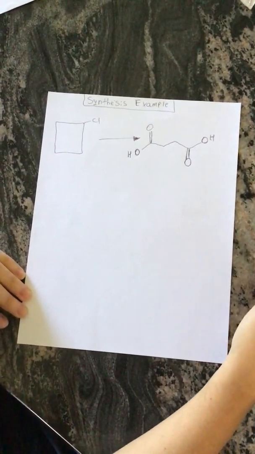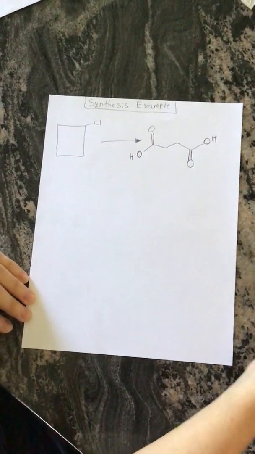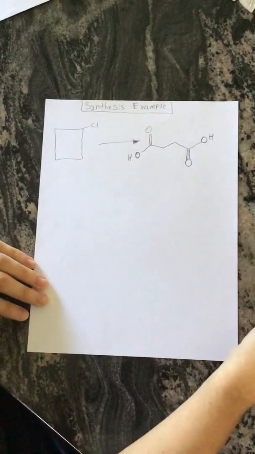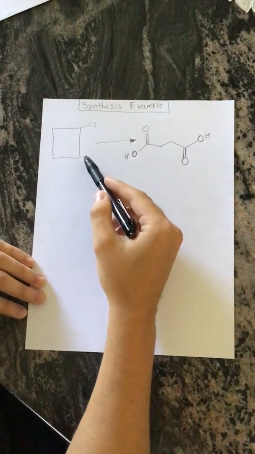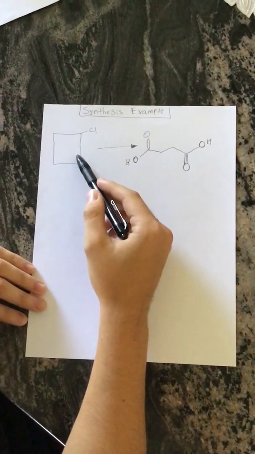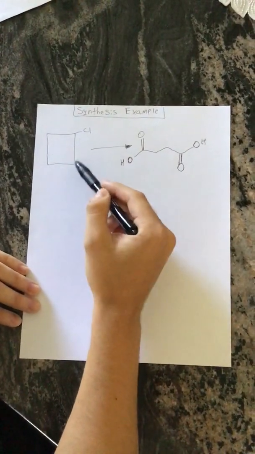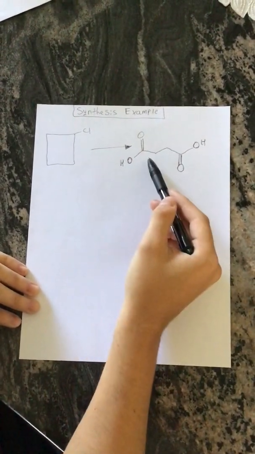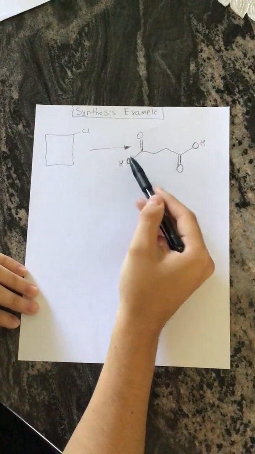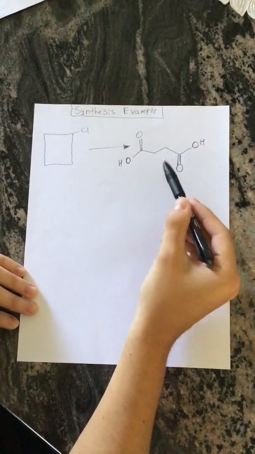And with all synthesis problems, you're going to want to follow the same sort of methodology. So to begin, you want to identify what is going on in the starting material and in the end product. So we have this 1-chlorocyclobutane and we're changing it into this 4-oxobutanoic acid.